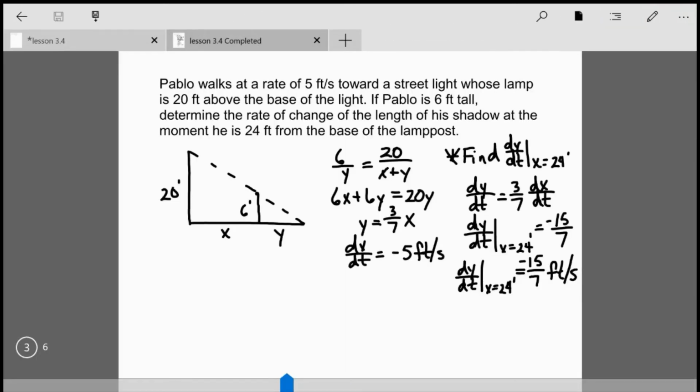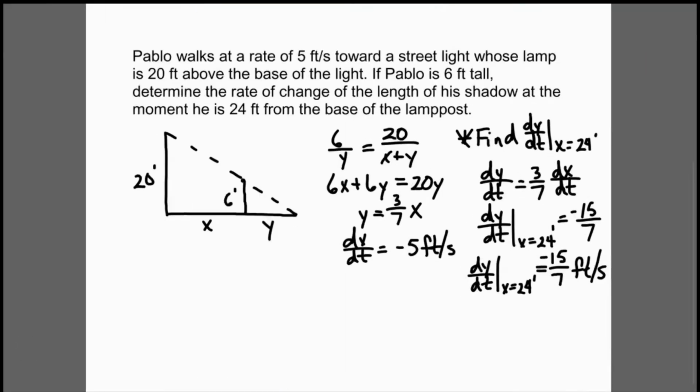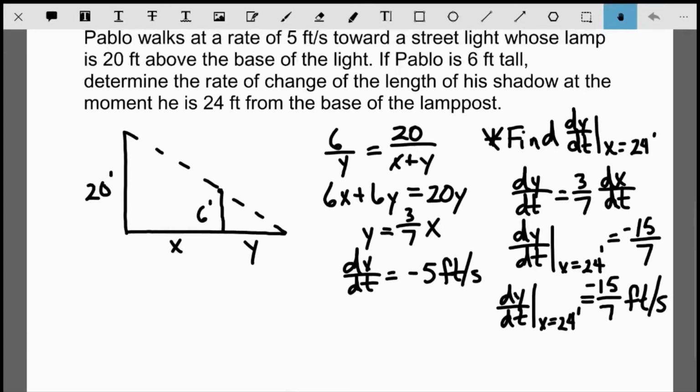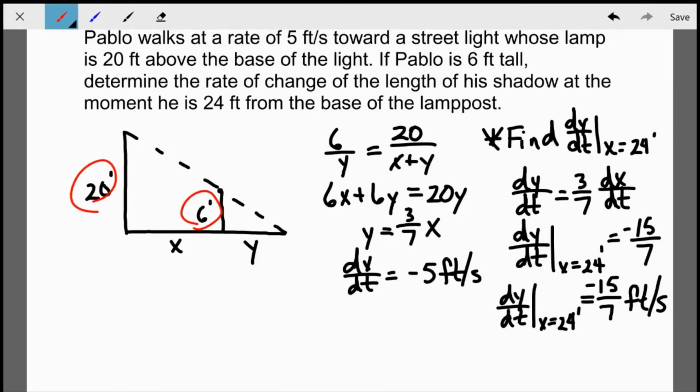All right, so here's what you should have ended up with. You can make your diagrams as nice as you want to. I tend to be sort of a minimalist with the diagrams just because I'm not very artistic. So I just put the bare basic information, whatever I have to have in there is what's there. So you can see that the height of the street light here is 20 feet. You can see that the height of this person, Pablo, is 6 feet.